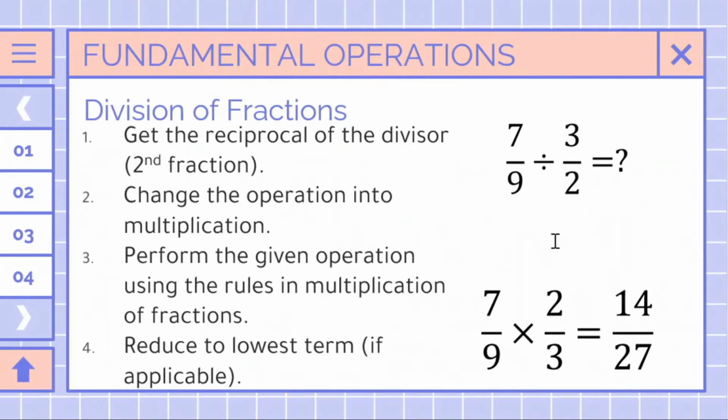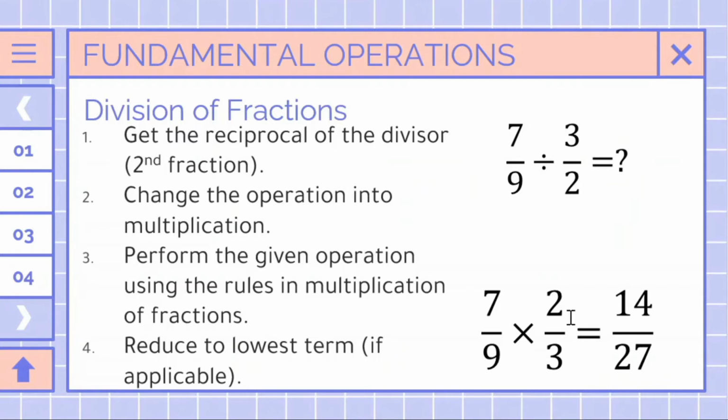So here, 7 over 9 divided by 3 halves. When you get the reciprocal, ate, what is a reciprocal? You will interchange the numerator and the denominator. So you just flip them. When you get the reciprocal of this one, you will get 2/3. So 7 over 9. And then change the operation into multiplication. So our division sign becomes multiplication, times the reciprocal, which is 2/3.